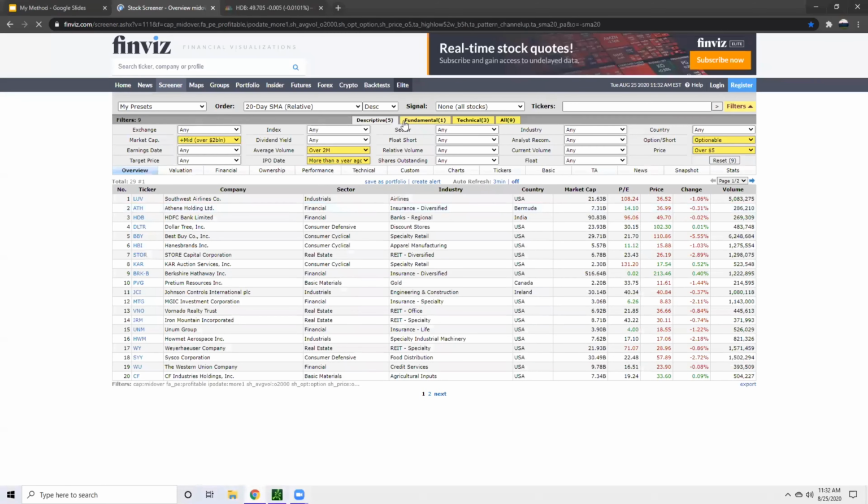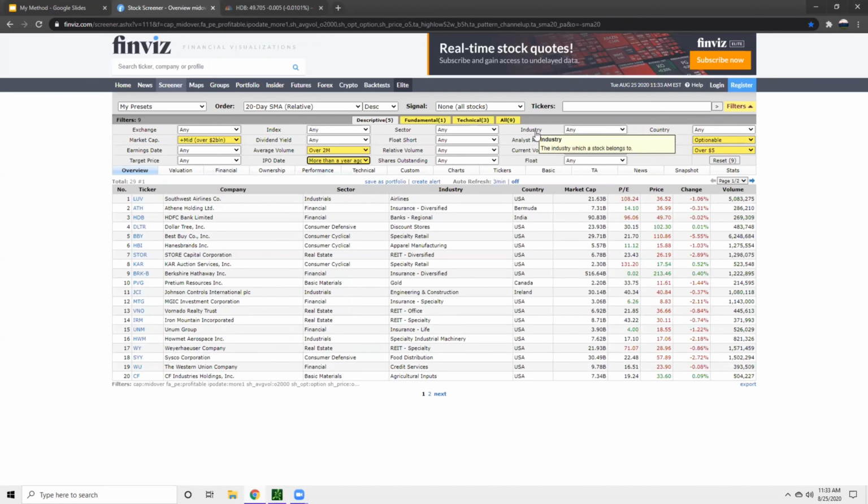We'll start out with the descriptive tab. We're going to make sure the market cap is over $2 billion. We want to make sure we have adequate volume and it's a trusted company. The average volume needs to be over 2 million. That way the options are easy to get in and out of. IPO, I want to be more than a year ago to ensure that we actually have enough data to draw technical analysis. After that, we want to make sure that it is optionable and the price is over $5.